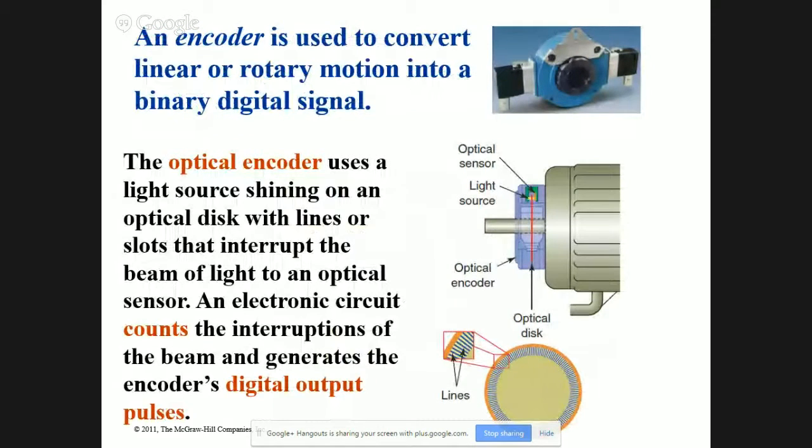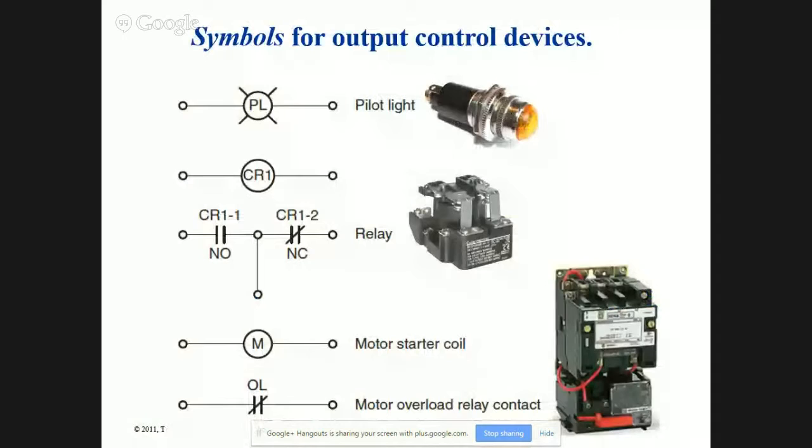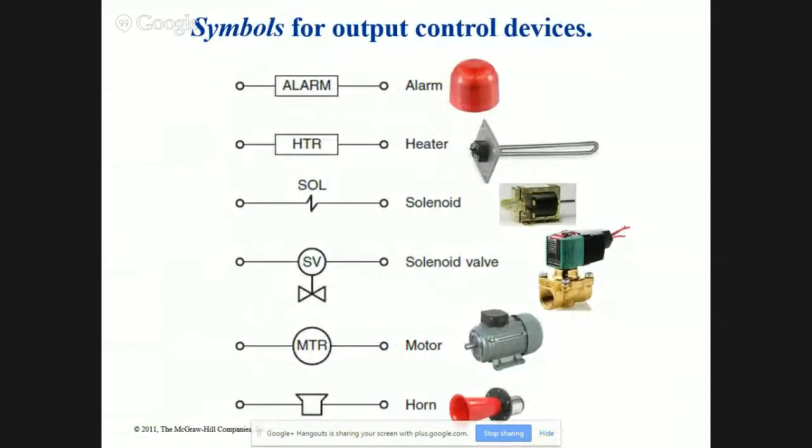Okay, encoders and tachs, just a different way to do it. This is the same thing as in your old ball mouse, right? The one you always have to take off and clean out so it works again. We have different outputs: coils, relays, pilot lights, alarms. These are another symbol for heater. Of course, you wouldn't hook a heater to a PLC. That would go to a contactor. Solenoid, possibly. Horns, most definitely.